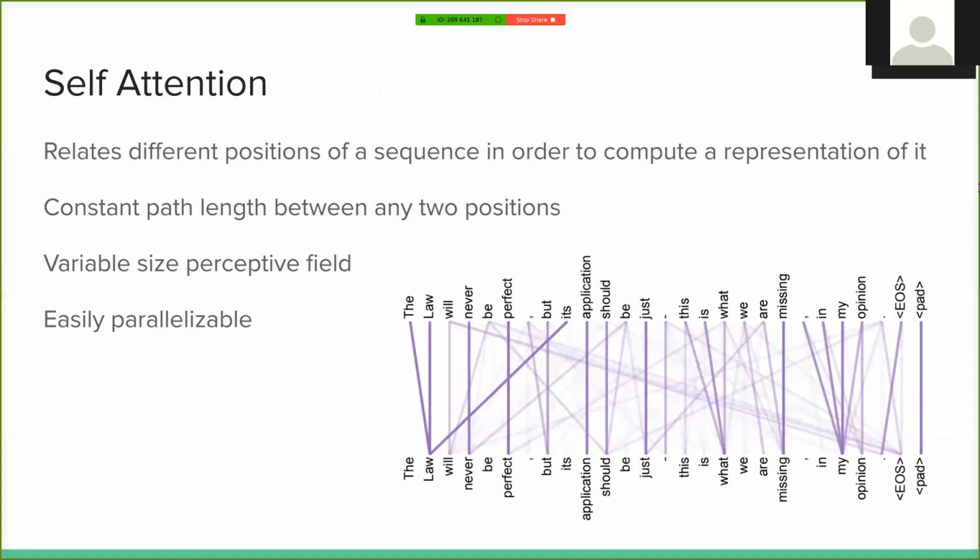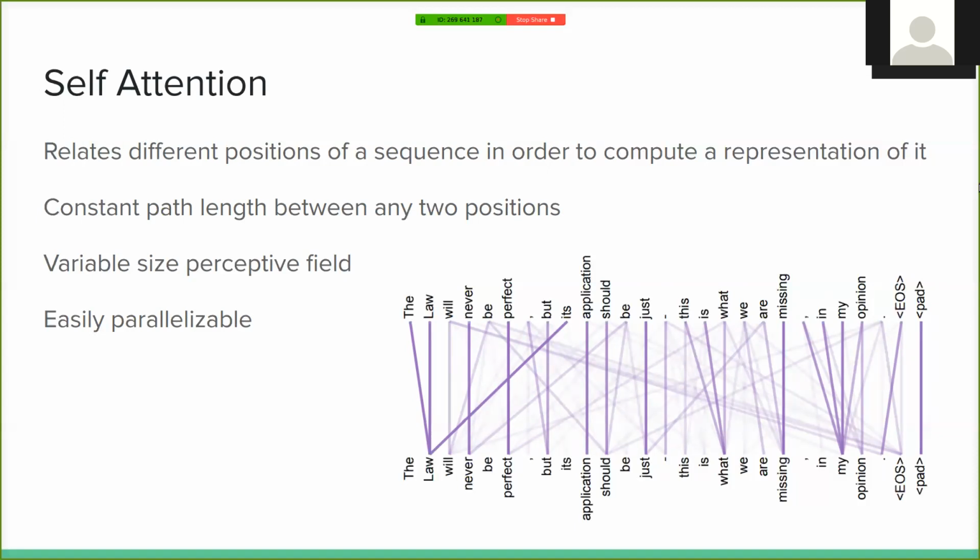So self-attention, you can see it as a way to relate different positions of a sequence in order to compute a representation of it. One of its main advantages, just like we said earlier, is that there's a constant path length between any two positions. So we don't really care anymore about the distance between two positions. We will be able to compute the path length in a constant manner for all pairs of positions. It has a variable size perceptual field and is easily parallelizable.